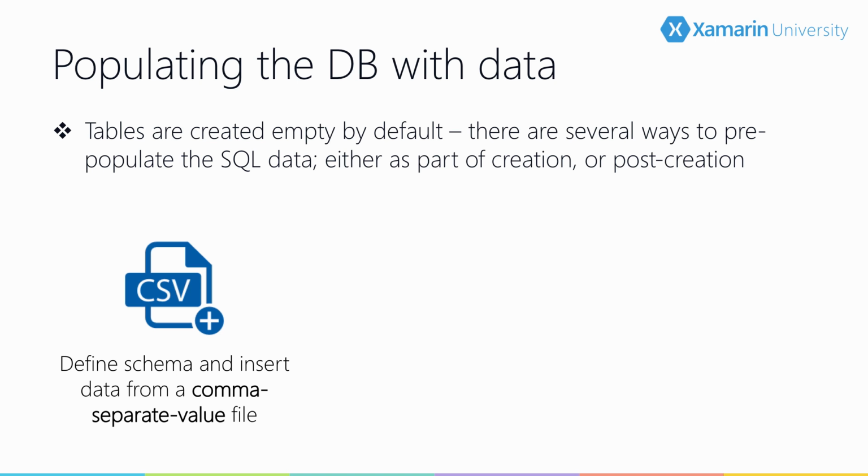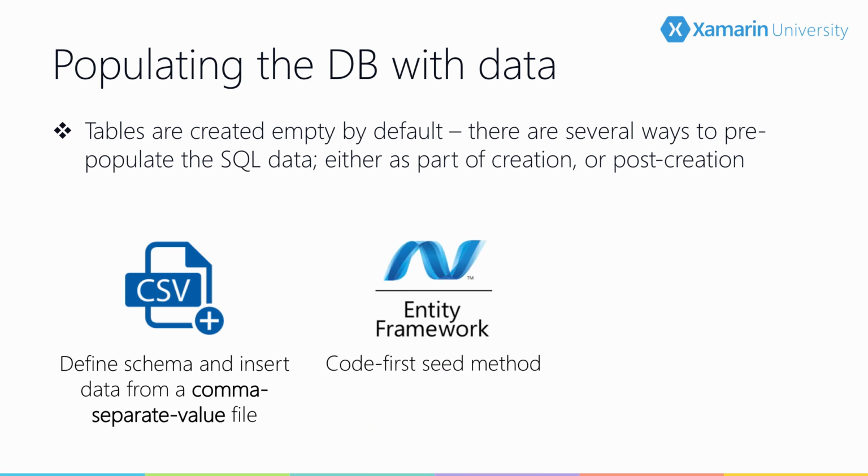The first is the portal, and the portal includes an add from CSV option, which allows you to both define an Easy Table schema as well as fill it with data from a supplied comma-separated file. This approach only works if you use a Node.js server backend. The second method is to create a seed initializer method, and this approach is specific to the ASP.NET server backend.